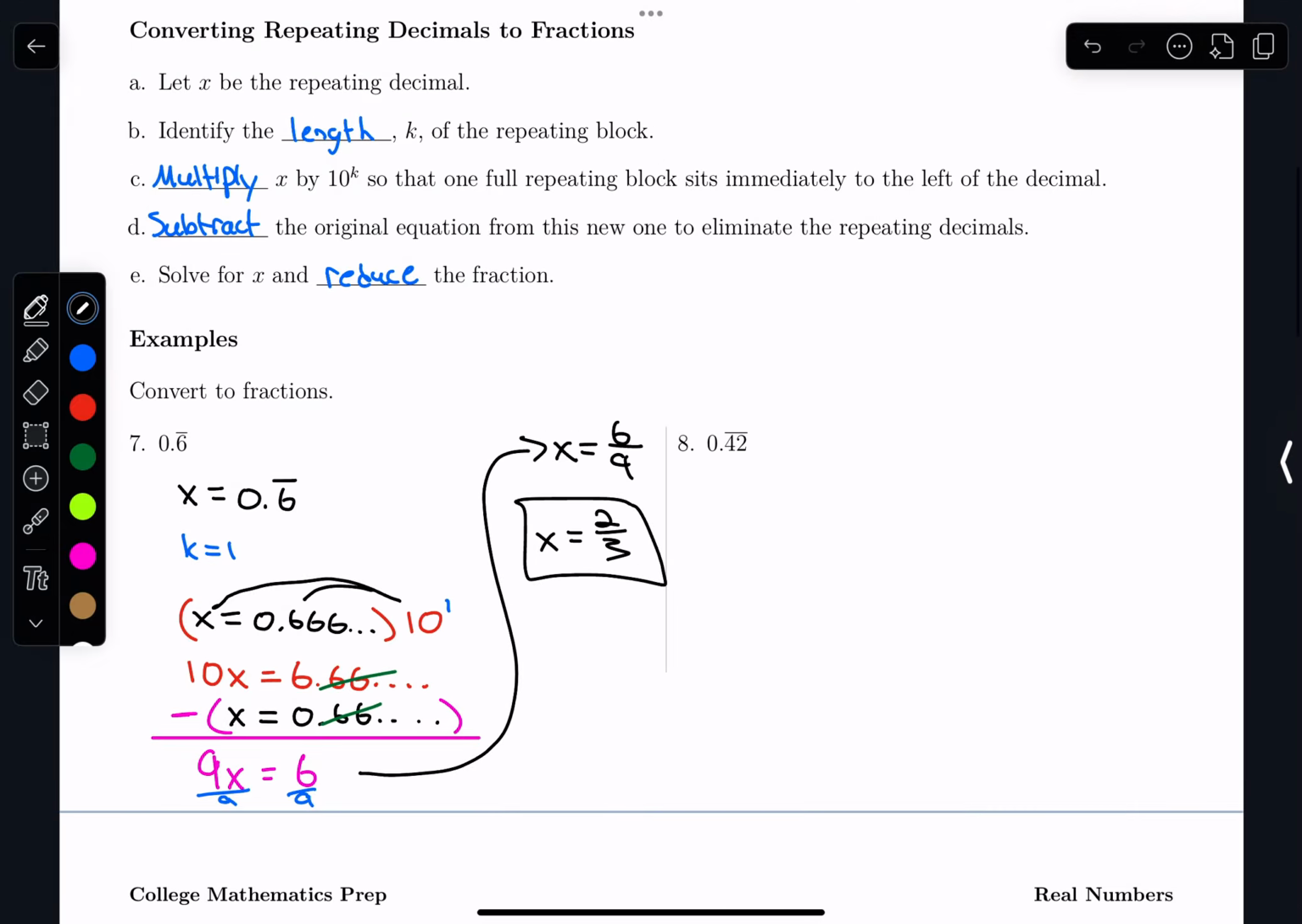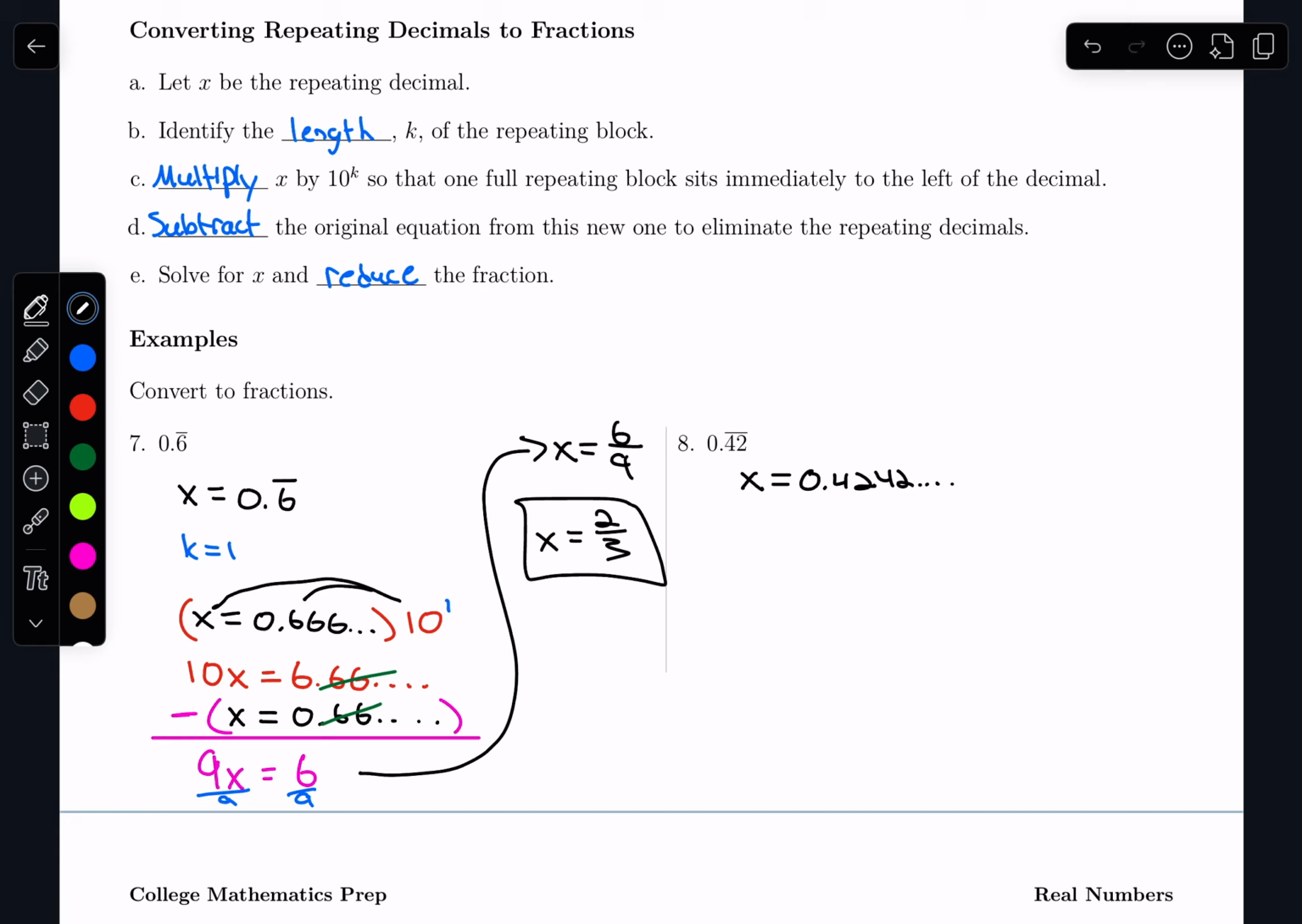Now for part 8, we're going to do it all in one go. And you're going to see it actually doesn't take too long. So step 1 was name our number x. So 0.42, where the bar is over the 42. I'm just going to start by saying x equals 0.42 with that bar over it. But to make this a little bit easier, instead of using the bar, I'm going to write out 2 of the 42s and then some dots. Okay, so that means the same thing as the bar.